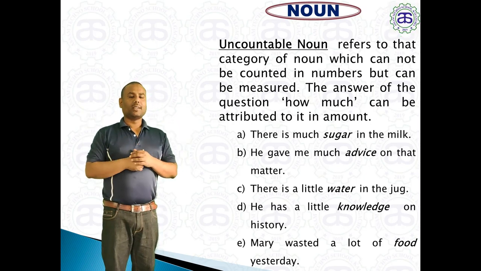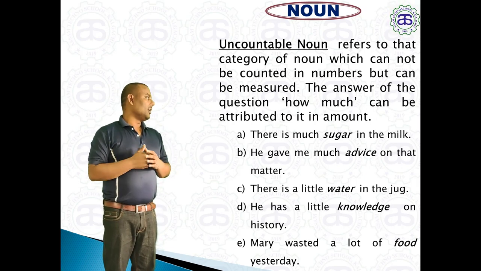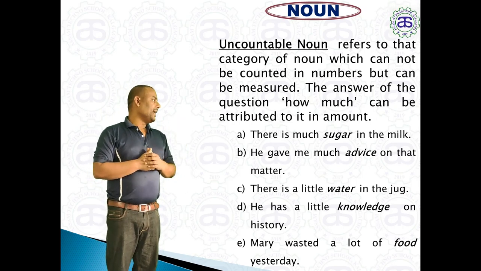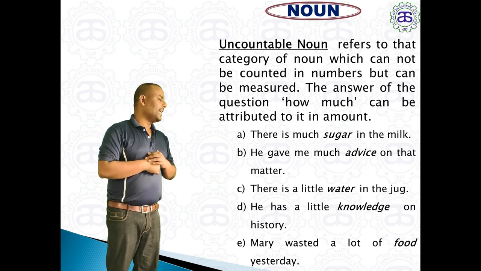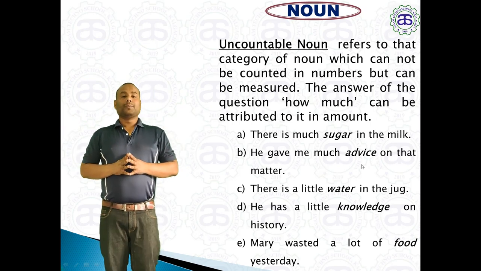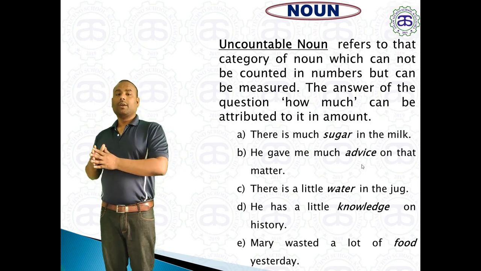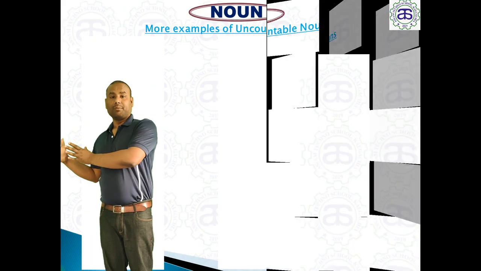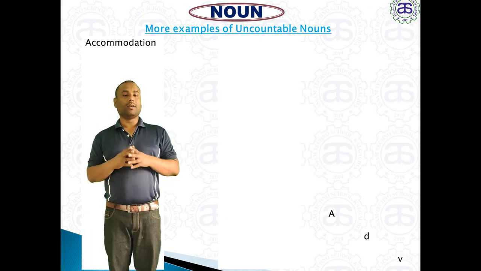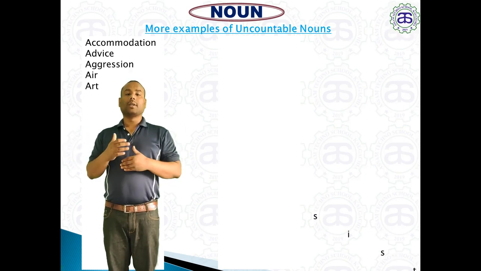There is a little water in the glass. How much? A little. He has a little knowledge on history. How much? A little. Mary wasted a lot of food yesterday. How much? A lot. So, countable noun can be counted in numbers, uncountable noun cannot be counted in numbers but can be measured. And the question how many is answered by countable nouns, and the question how much is answered by uncountable nouns.